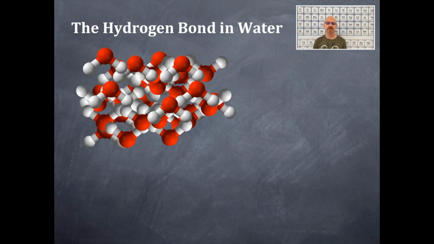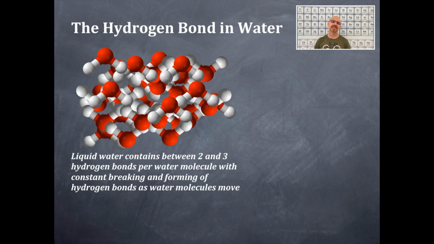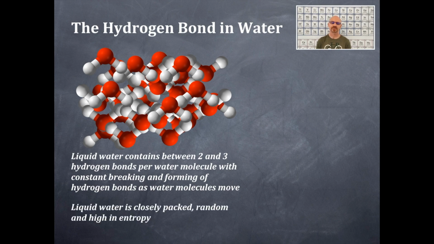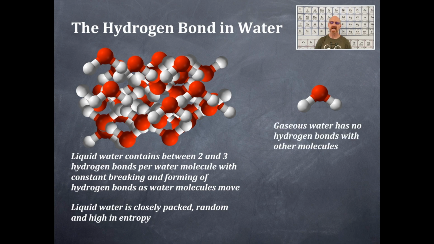Okay, this is liquid water. Liquid water contains between 2 and 3 hydrogen bonds per water molecule with a constant breaking and reforming of hydrogen bonds as the water molecules move around. Liquid water is closely packed, it is random, it is very high in energy and entropy, and this is gaseous water, which has no hydrogen bonds with other water molecules.